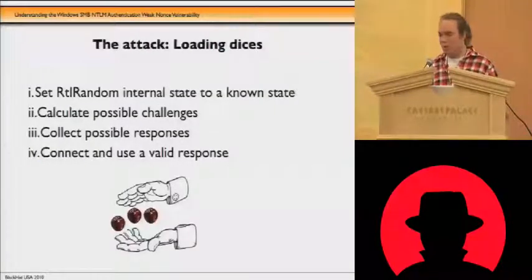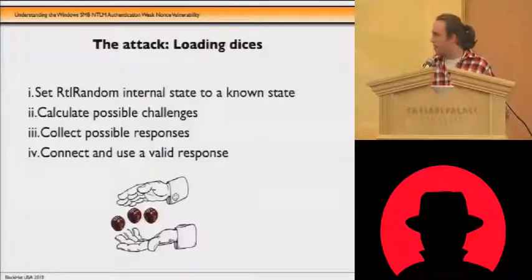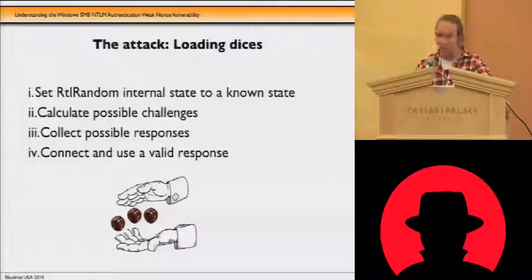So knowing those factors, we built an attack. We designed an attack in 4 steps. First, to set that internal vector of the RTL random in the server to a known state, then calculate all the possible challenges that can be generated by that internal state, collect the possible responses, forcing a victim to respond to all those challenges, and then connect and use a valid response because the server will send a pre-calculated challenge.